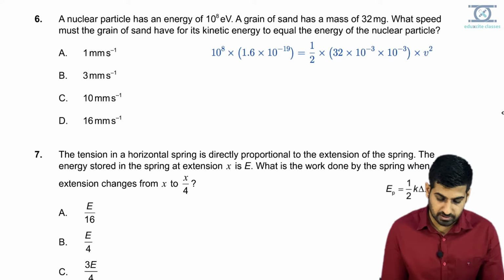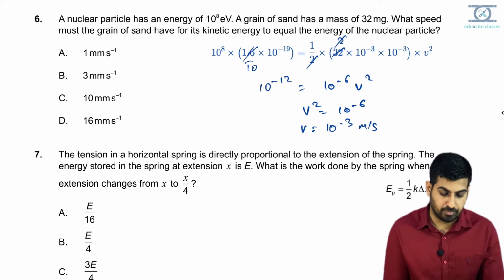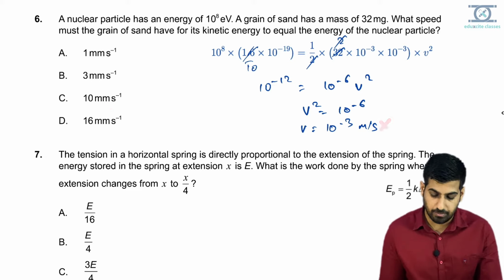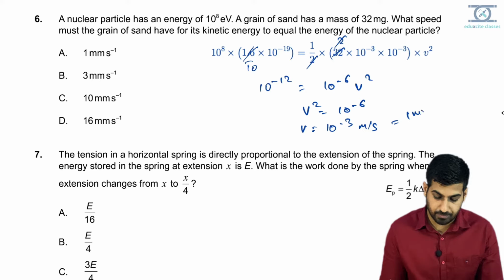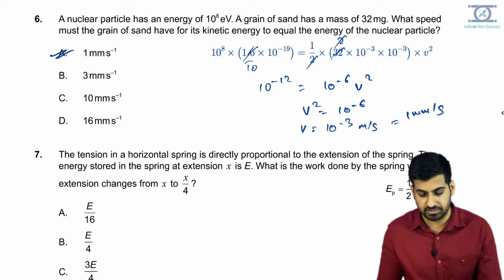If you solve this, this is 1.6, 10, 1, 2, 2, 2 gets cancelled. So this is 10 raised to power minus 20 and 8. So we get 10 raised to power minus 12 equals 10 raised to power minus 6 v square. So v square will be 10 raised to power minus 6, or you can say v will be 10 raised to power minus 3. That is in meter per second, and the values are given in millimeter per second. So if I want to convert it to millimeter, I have to multiply it with 1000. So that will be 1 mm per second. So option A is the right answer. You have to just do the simple calculation, that's it.